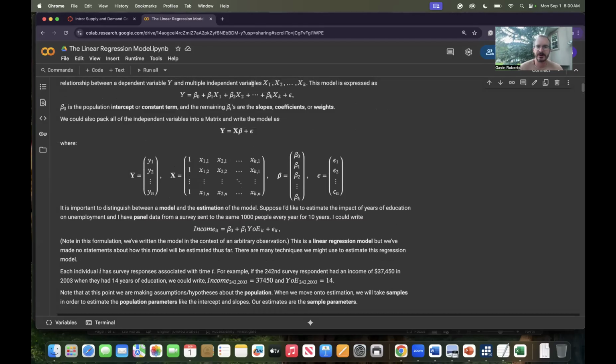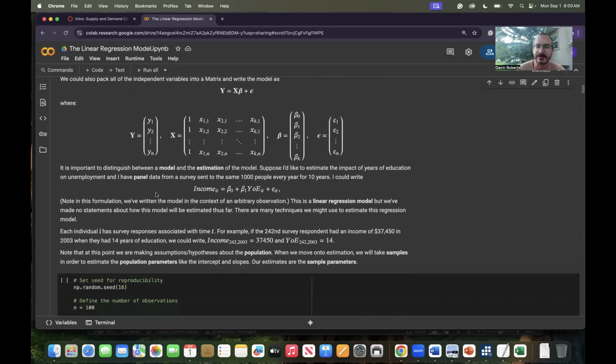Note here too, I've written the model in a new way. So here I have vectors, here I have matrices, here I have the definitions of those matrices, here I have the individual observation or arbitrary observation formulation, individual i in time period t.